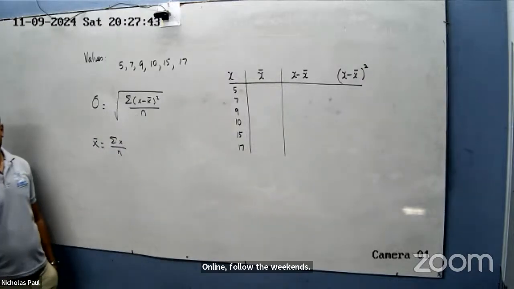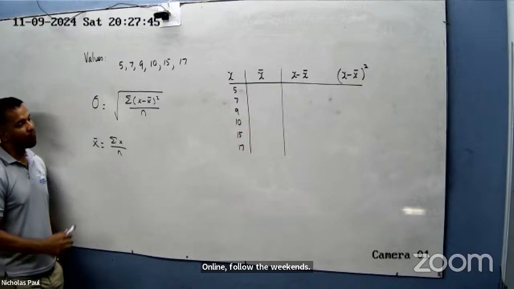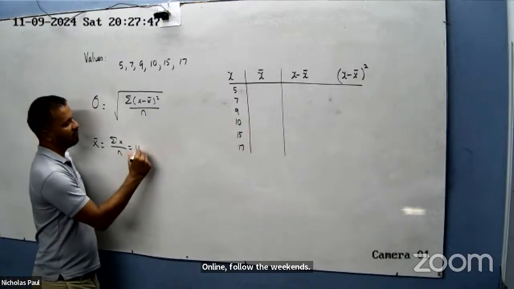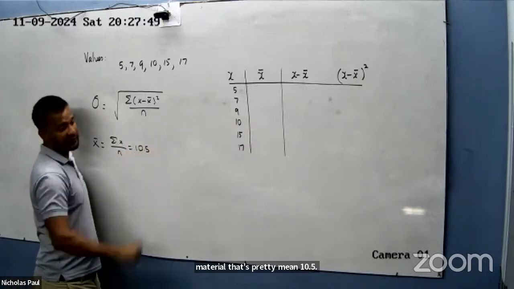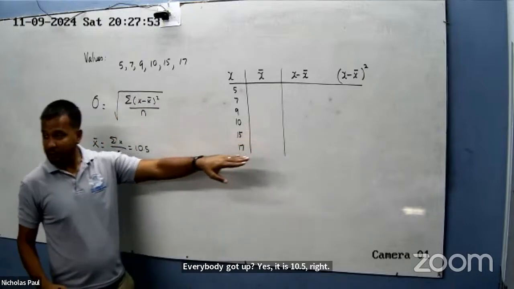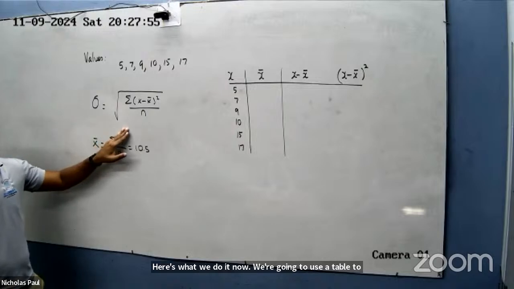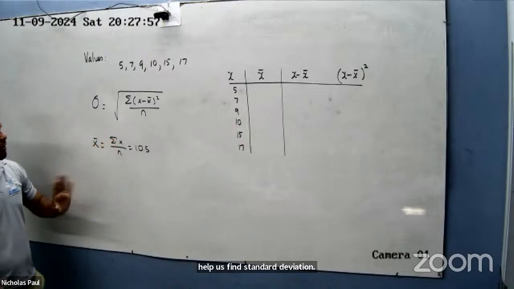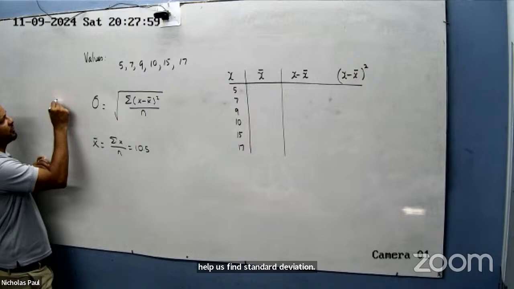How much did you all get for the mean? 10.5. Everybody got that? Yes, it is 10.5. Here's what we're doing now. We're going to use a table to help us find the standard deviation. And I'll talk to you about variance one time.